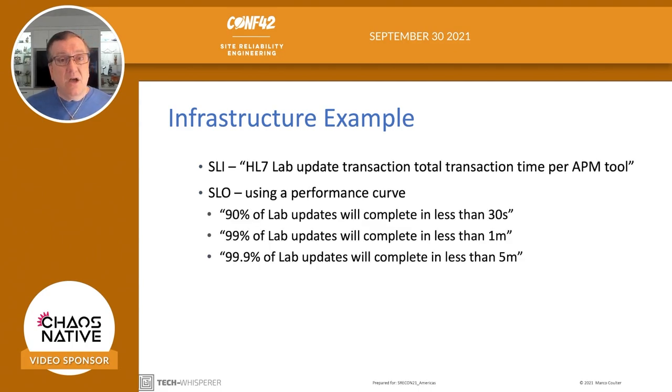Now, for SLOs on infrastructure, you may want to express the SLOs in the shape of performance curves. Here, we expect the bulk to occur normally within 30 seconds, well within the technical capabilities of the infrastructure, right? It just needs to be enough to keep the customer happy. You don't want to set it so high that you're overspending and under innovative. So for example, where there's a high system load, you will see that we have a long tail here of about 5 minutes at the top of the curve.